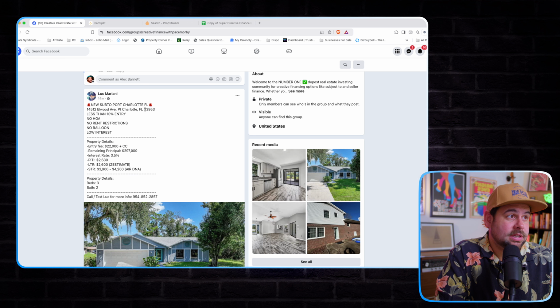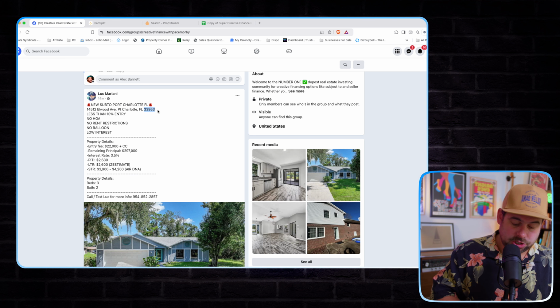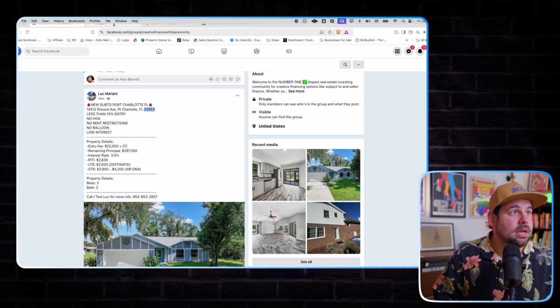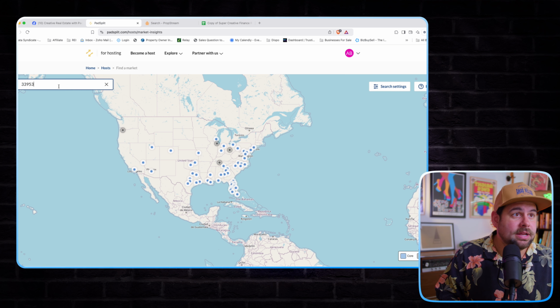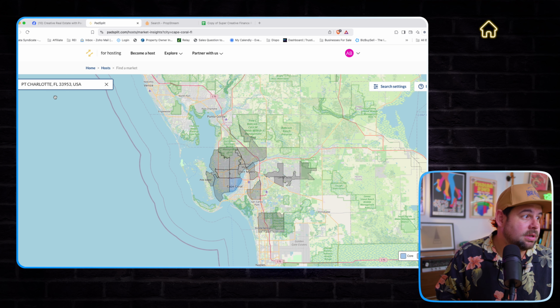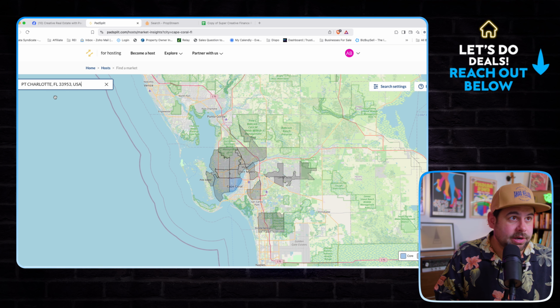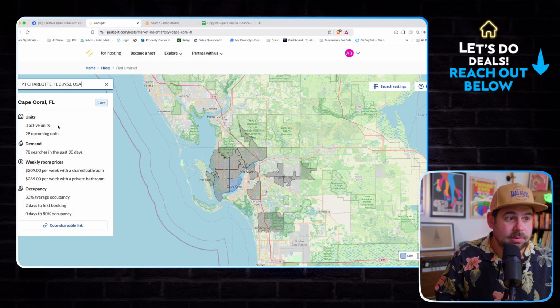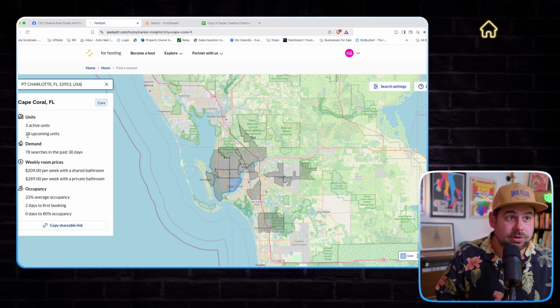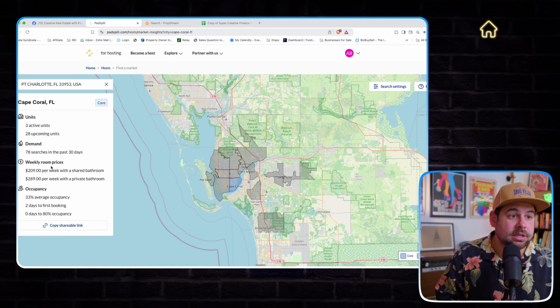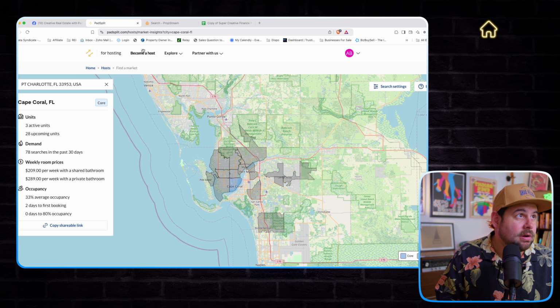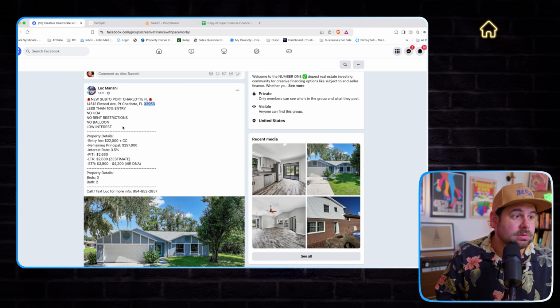Now let's take a look and see if Port Charlotte is in Pad Split. So you just put that in, Port Charlotte, around the Fort Myers area. Let's see if any pops up. Okay, so they have 3 active units and 28 upcoming units. So this is a new market. This could be excellent to try and break into right here. Fort Myers. Let's go ahead and underwrite this one. This could be a good one.